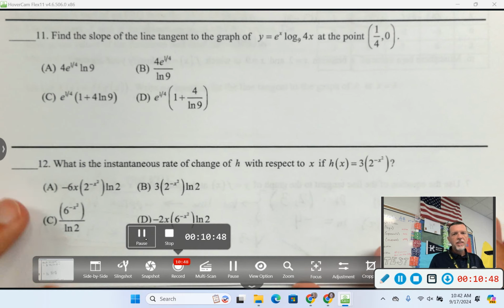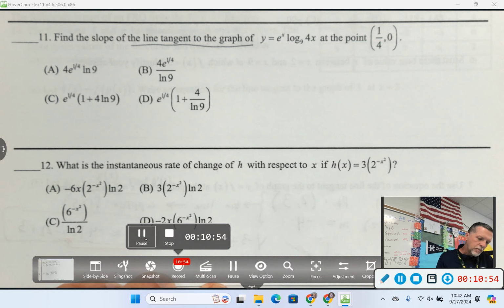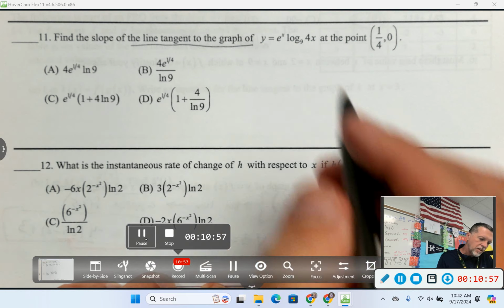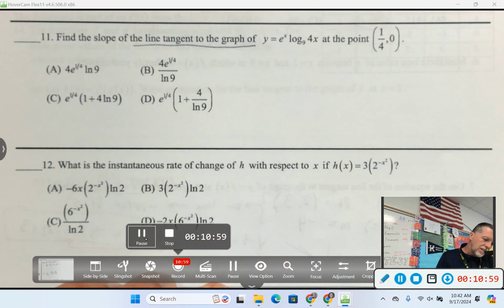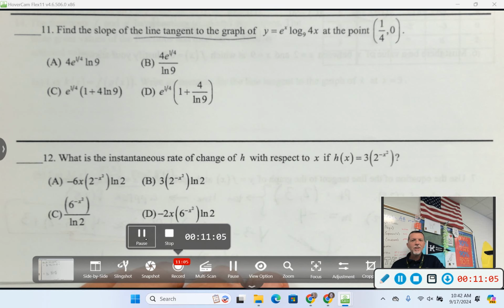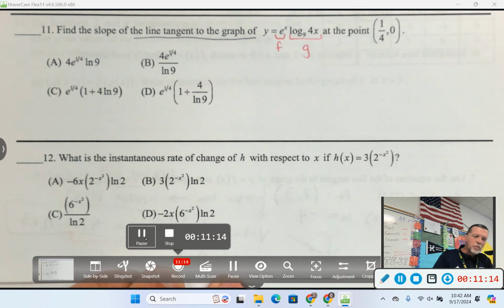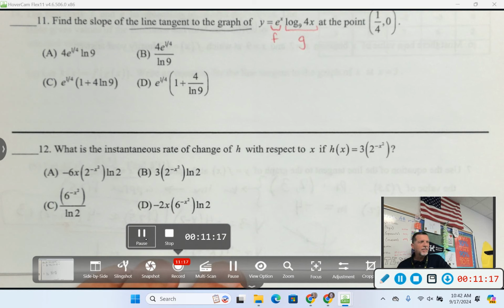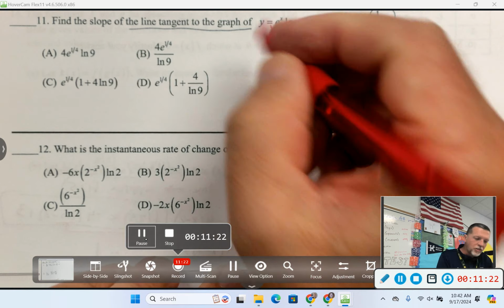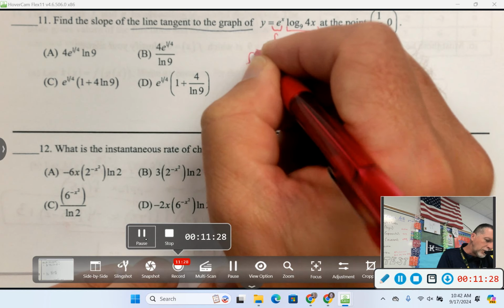Number 11. Find the slope of the line tangent to the graph, derivative, at the point 1/4, 0. What rule am I going to need for this? e to the x times log base 9 of 4x. Product rule. So this one looks kind of ugly. Sometimes I just do product rule in place, like f g prime plus the other way around. This one, those are both new to this unit, so I think it's worth the time to slow down and write both of them out and then piece it all together.